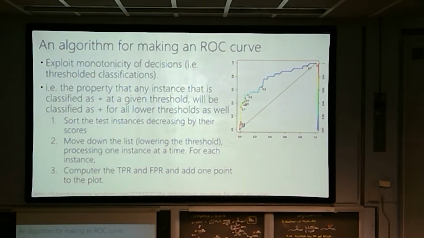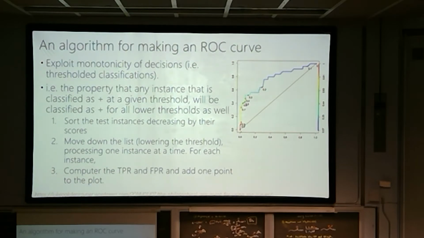And as I move down, I'm going to trace this out. This is actually color-coded, so it's showing you how the threshold is changing. And as I go in between every two points, it traces out this curve. So it's actually really, really easy to compute these. At each threshold, it gives me one point.